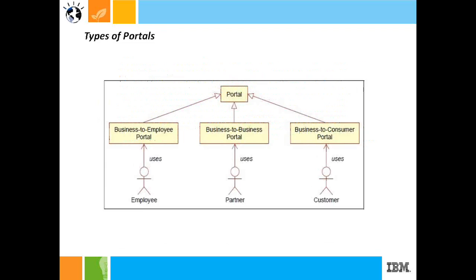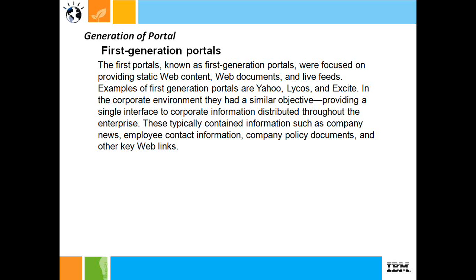Now as we have talked about the different types of portals, we'll see the generations of the portal. We are into the third generation of portal right now. There were two generations that existed, and we have moved ahead. So what is the first generation portal? The first generation portals were mostly content driven. It was mostly static web content, documents, and live feeds that were part of those portals. Examples of those portals are Yahoo, Lycos, Excite, and so on.